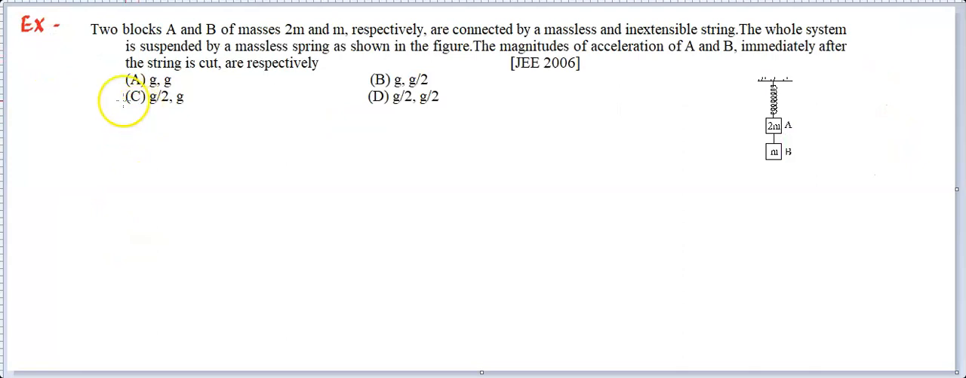Based on the concept that you learned just before, this is a question that came in JEE 2006. So you need to try this, of course, since it's based on the same logic. So solve it, and put your answer in the comment section below.